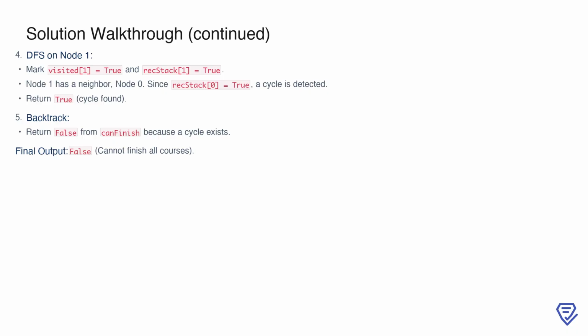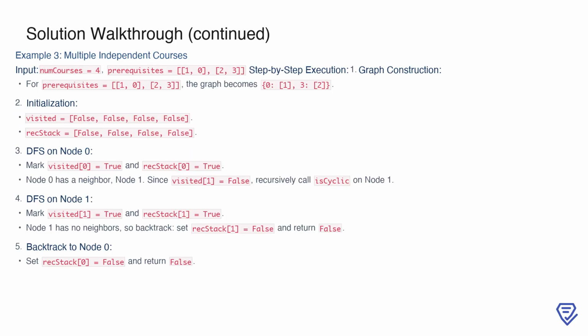Now, let's explore a third example where multiple independent sets of courses exist. In this third example, we have four courses with two independent sets of prerequisites. Course 1 depends on course 0, and course 2 depends on course 3. Constructing the graph gives us 0, 1, 3, 2, representing these two separate dependency chains. We initialize the visited and recstack arrays, each with 4 false values.